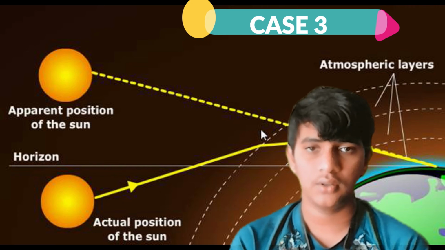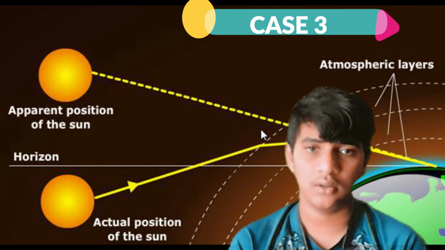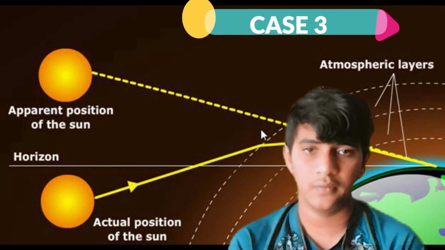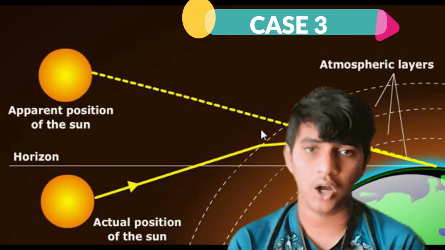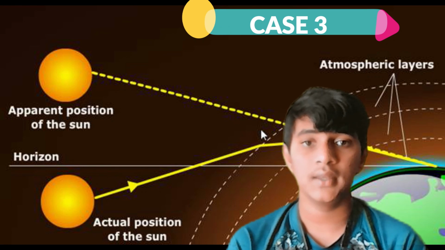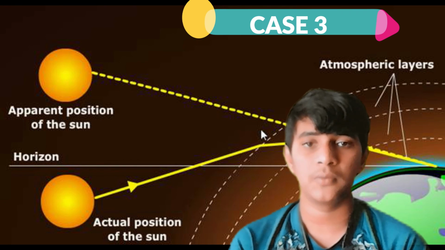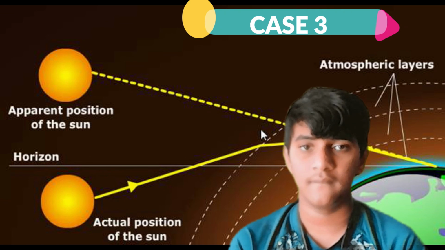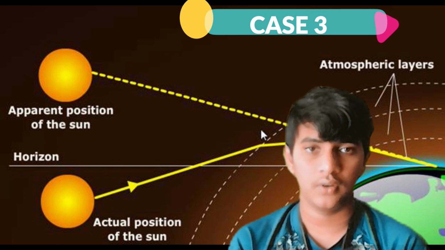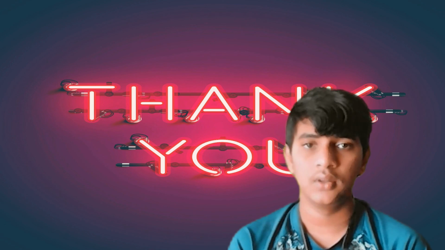The third is advanced sunrise and delayed sunset. The sun is visible to us about 2 minutes before the actual sunrise and about 2 minutes after the actual sunset. This is due to atmospheric refraction. By sunrise at the horizon, we mean the actual crossing of the horizon by the sun.